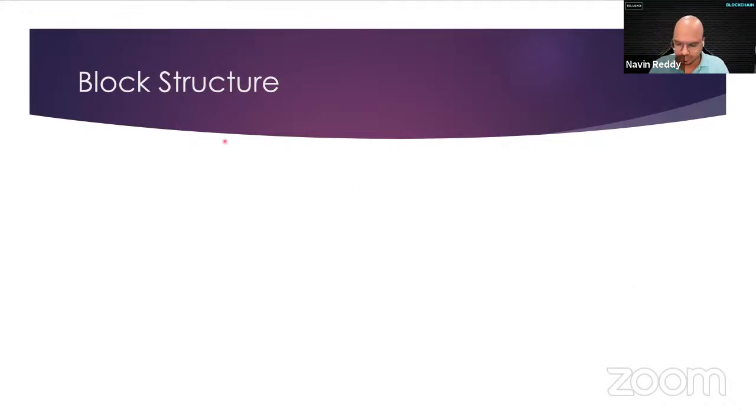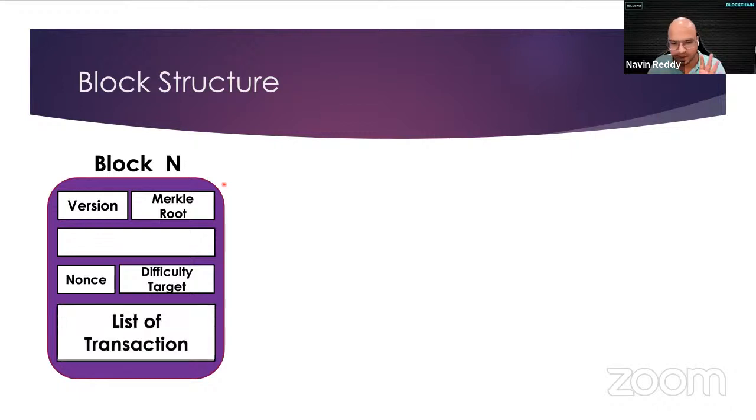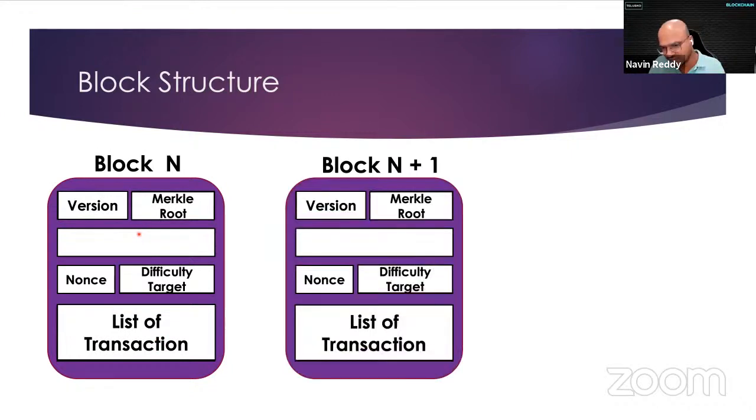Awesome. So let's understand the block structure now. A block will have a version. A block will have a Merkle root. Again, we have not seen the importance of Merkle root yet. Then we'll have a nonce. Again, this is used for the miners. What are miners? We'll talk about that later. We'll talk about difficulty target later. And then we have a list of transactions. So in each block, apart from the list of transactions which we have seen, we have some extra information as well, right? Then we have the second block, same thing.